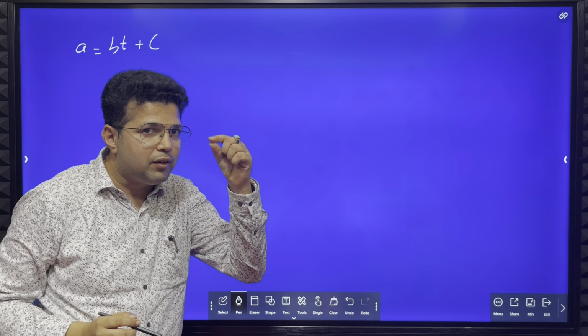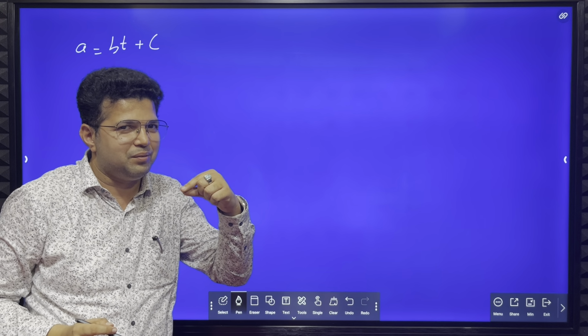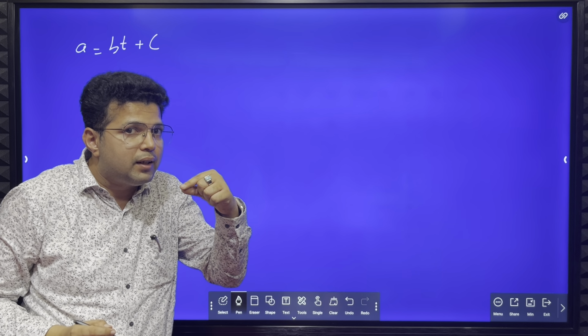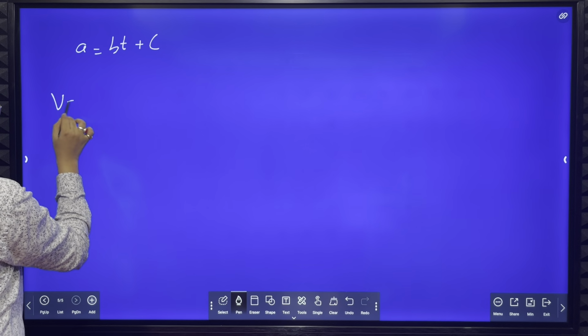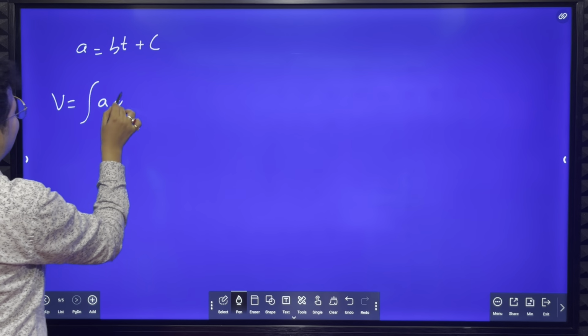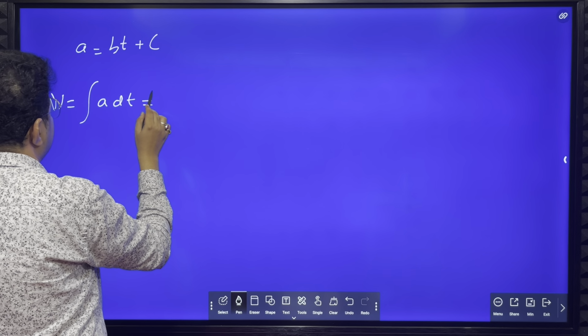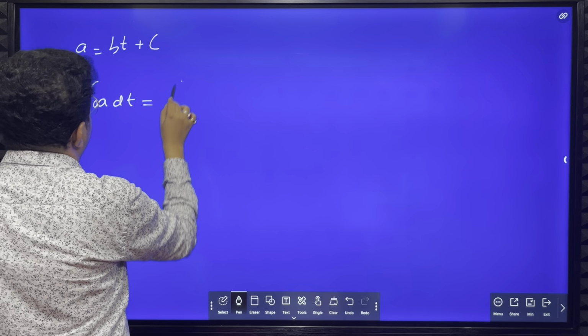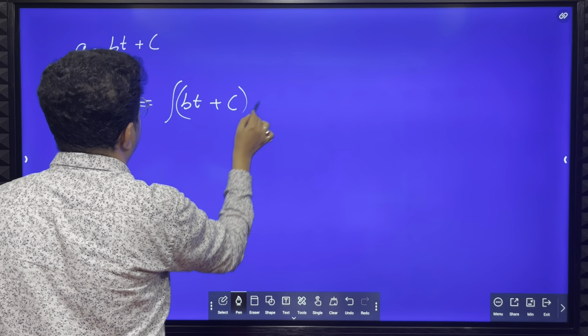If acceleration is given, how to find velocity? Integrate acceleration, you get velocity. If velocity is given, how to find acceleration? Differentiate velocity, you get acceleration. Correct. Now, velocity is equal to integration of a with respect to t, which is equal to integration of bt plus c with respect to t.